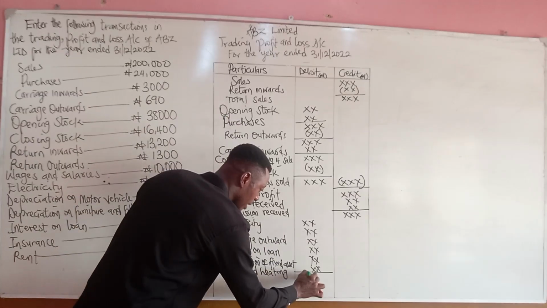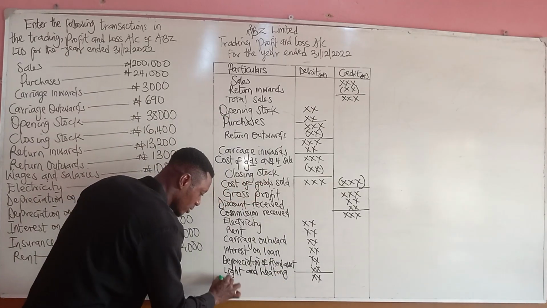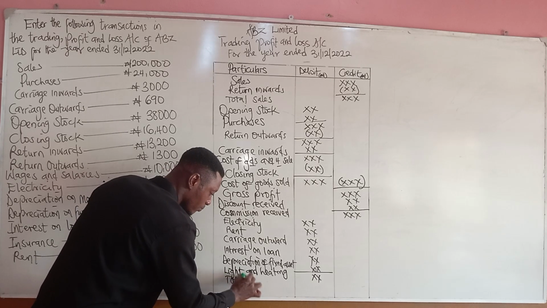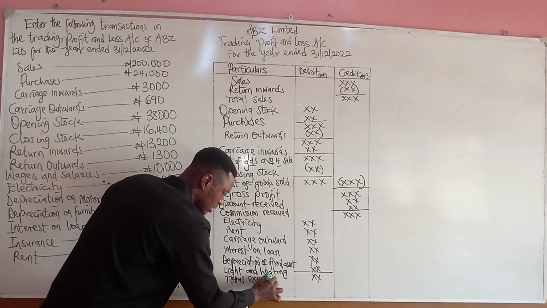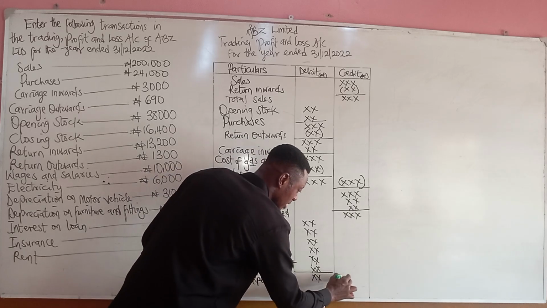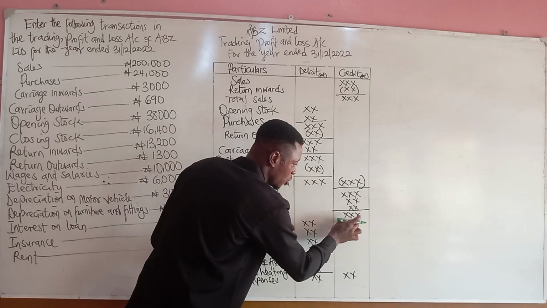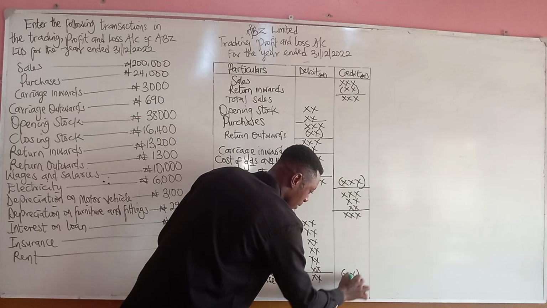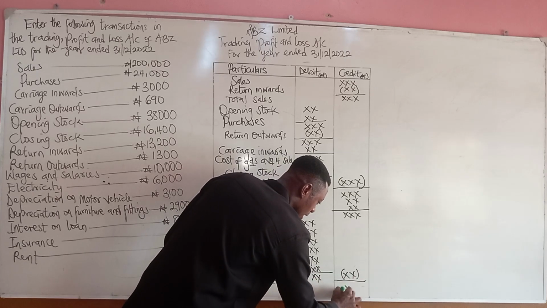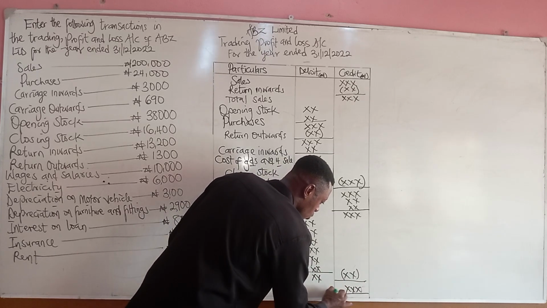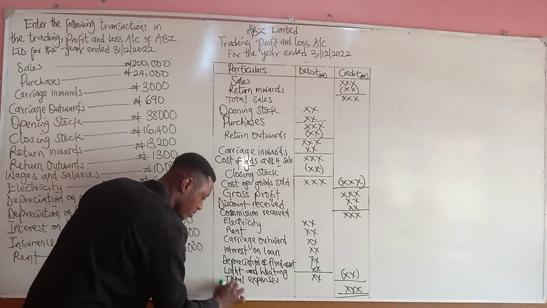So, say this is my total expenses, okay? Total expenses. Bring it over to this side, to the credit side. Now, what do we do from here? We subtract it. Now, once you subtract, the value that you have becomes what? Becomes a net profit.